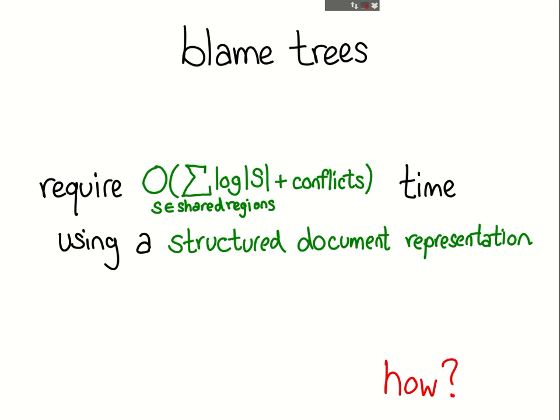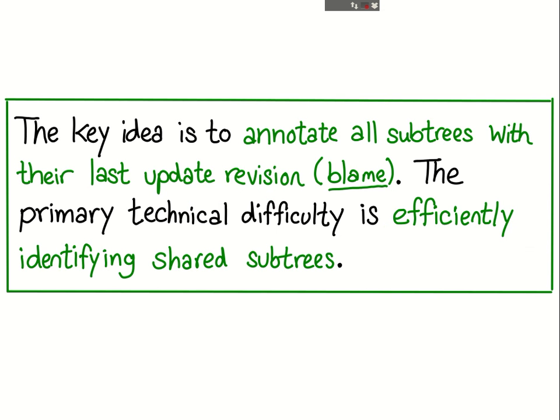So we've explained what it means for us to get this time bound, and if there aren't many conflicts, then this should be a substantial improvement over the linear time algorithm that the original merge algorithm required. But how are we going to achieve this? The key idea is that we are going to annotate all of the subtrees with their last update revision, so-called blame.